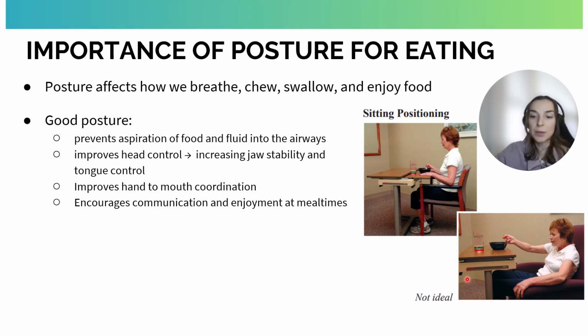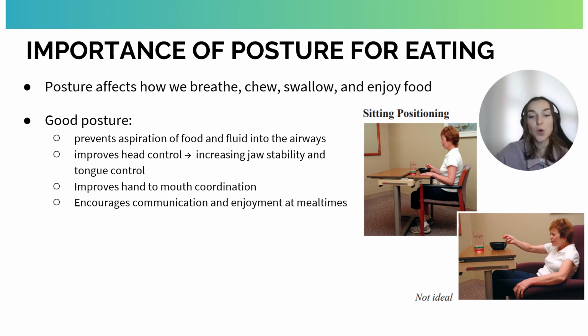Whereas in this bottom image, we have a person who's really sunken into their chair. The table is further away, causing them to reach. Maybe their head's going to tilt very far forward, and the table is at quite a high height as well. So we know that posture is important because it prevents choking by creating a clear airway. It also improves head control and jaw stability. Good posture also improves hand-mouth coordination, reduces messes, and if somebody's eating with others, it encourages communication and enjoyment at mealtimes.